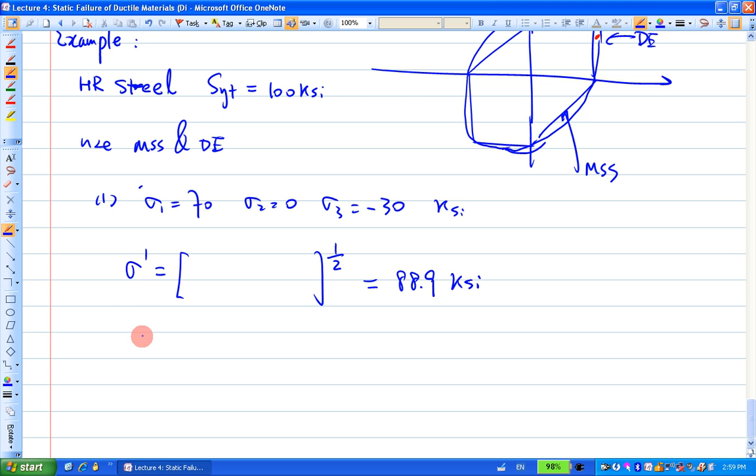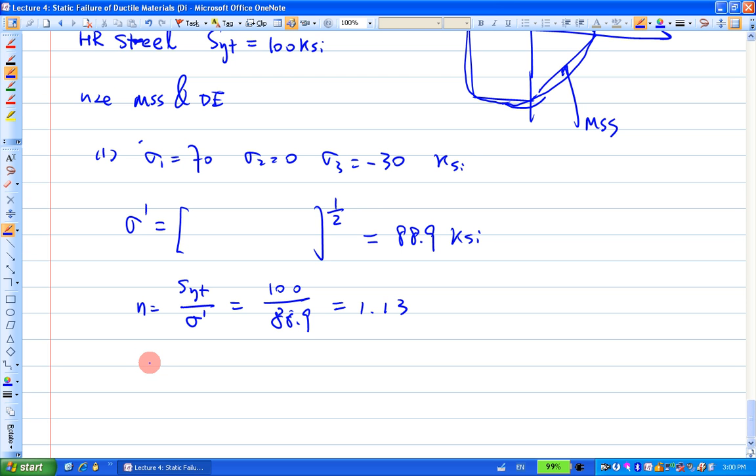And if I use DE, then the next step is we compare this SYT with this von Mises stress. So SYT is 100. That's the calculation, so equal to 1.13. Right, so that's the safety factor. So it's safe according to DE.